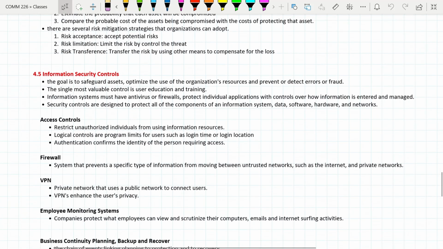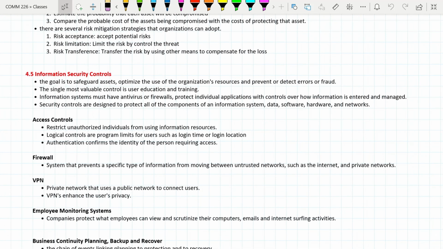So 4.5, information security controls. The goal is to safeguard assets, optimize the use of organizations' resources, and prevent or detect errors or fraud. The single most valuable control is user education and training. Let me just highlight that, because education and training is the single most valuable.